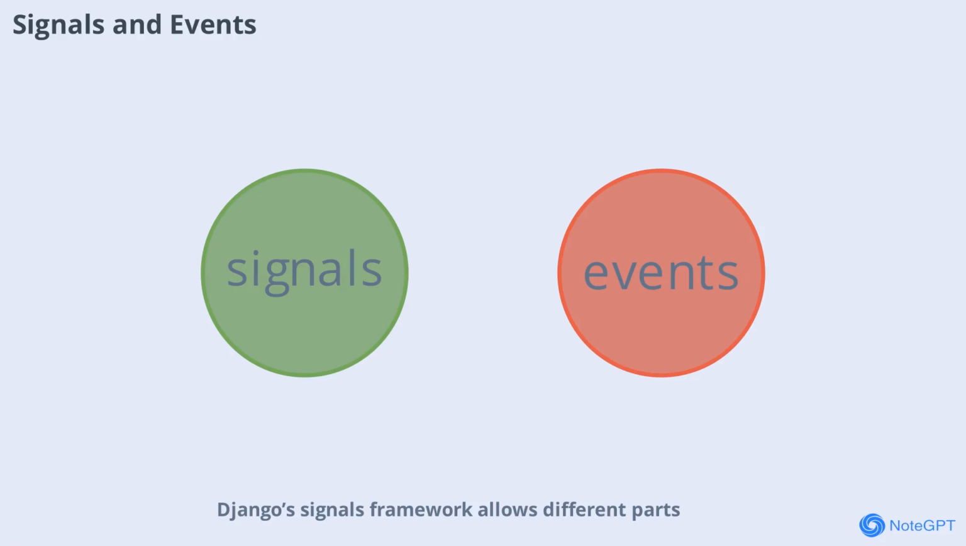Django's Signals framework allows different parts of your application to communicate through events. You can trigger actions when certain events occur, like saving a record or user registration. This decouples your code and makes it easier to add new features without changing existing logic.